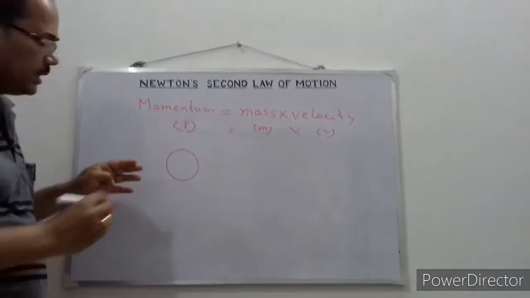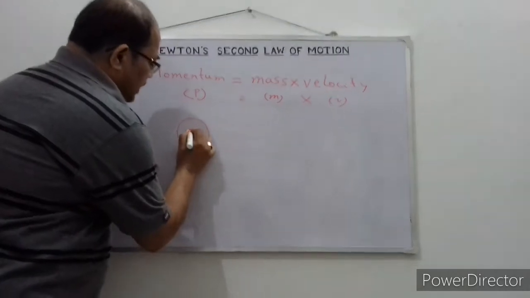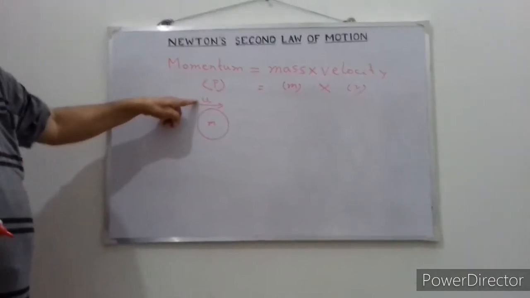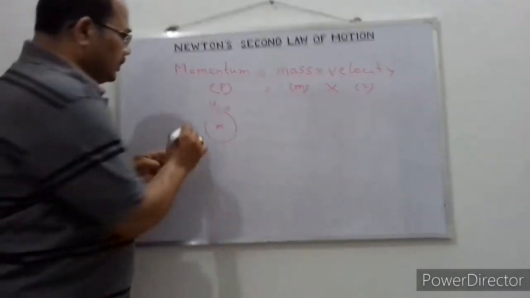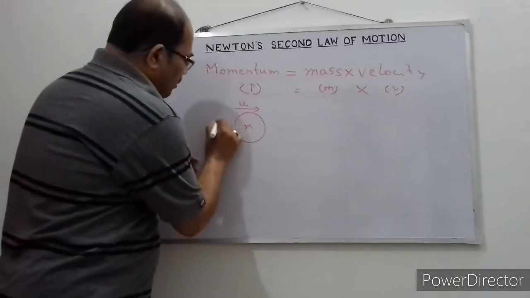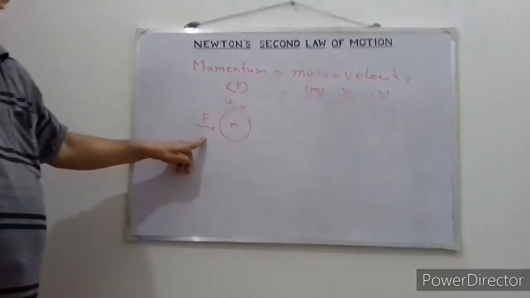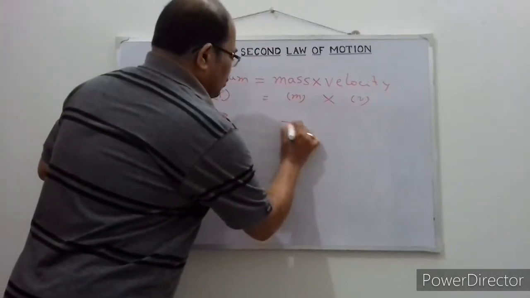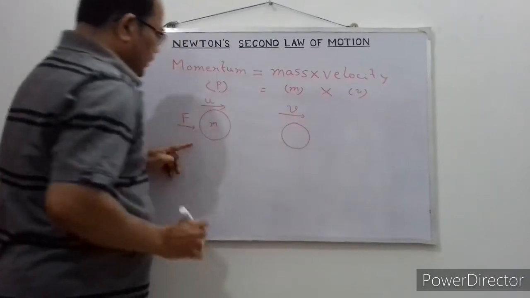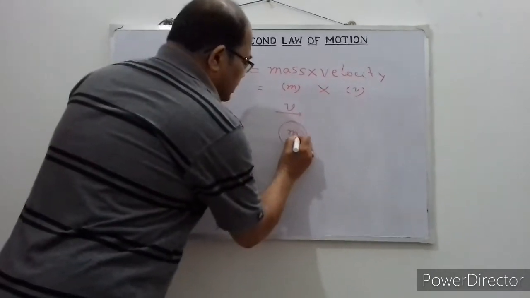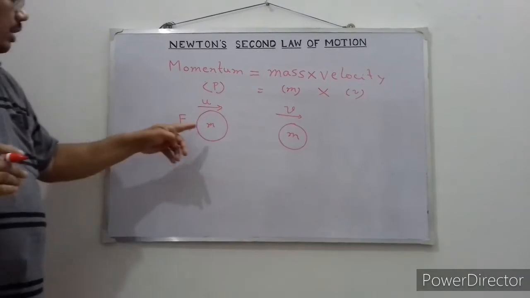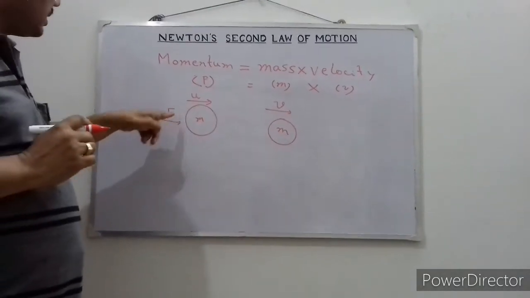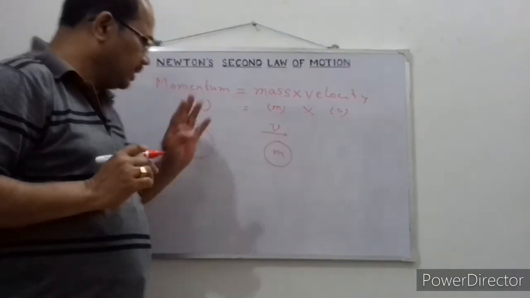This is an object of mass m. This was moving with an initial velocity u. After application of some force F, its velocity changes to v, and mass is constant. That means the object has the same mass. Now initial velocity is u and final velocity is v.